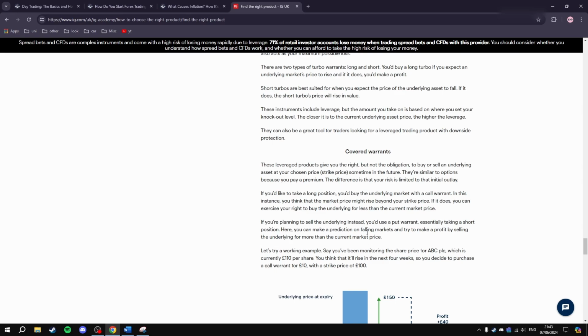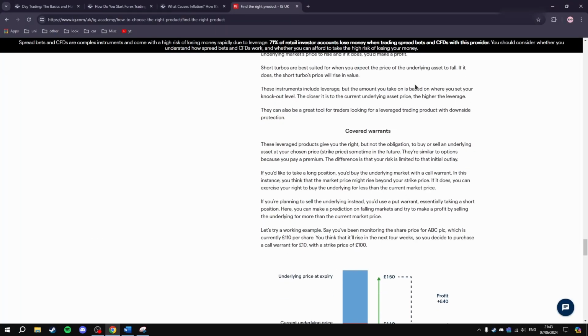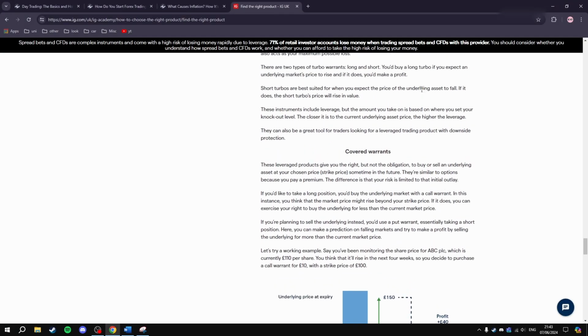Short turbos are best suited for when you expect the price of the underlying asset to fall. If it does, the short turbo's price will rise in value. So this is basically the same as going long and going short, isn't it? So you buy short turbo if you expect an underlying market's price to fall, and if it does, you make a profit.